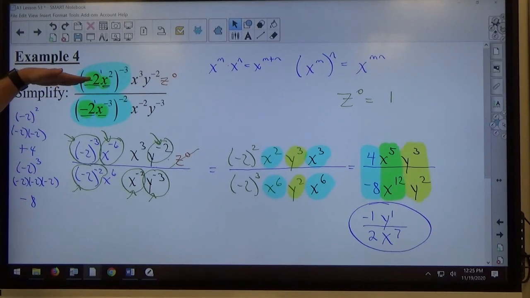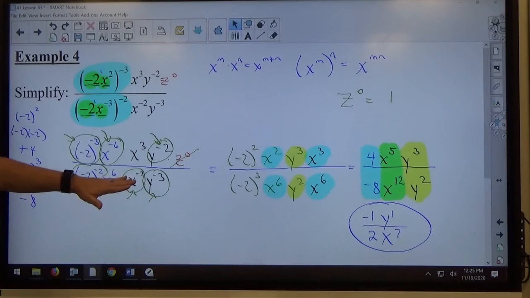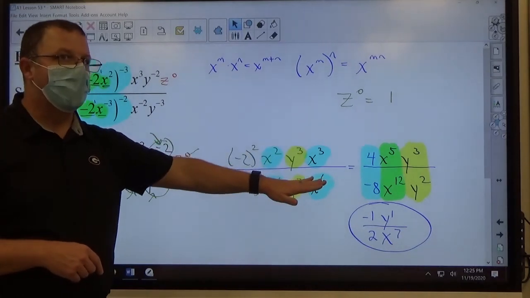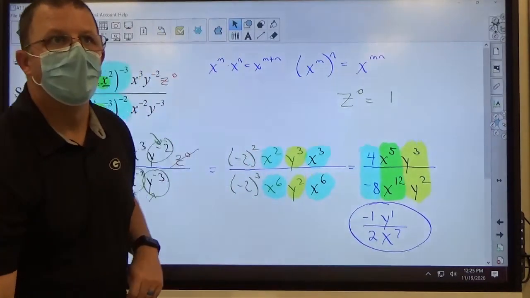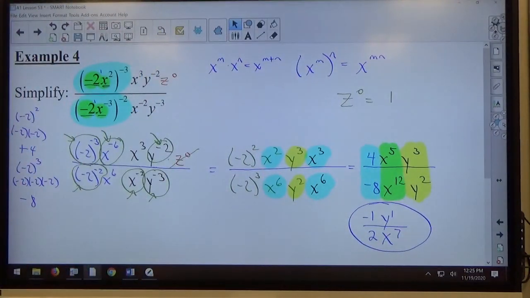So this is what we started off with. It got prettier when we got rid of the parentheses. Got prettier when we got rid of negative powers. Got prettier when we got fewer letters and numbers, and then got prettier when we got the answer. So each step should get the problem a little bit simpler to look at and easier to do.